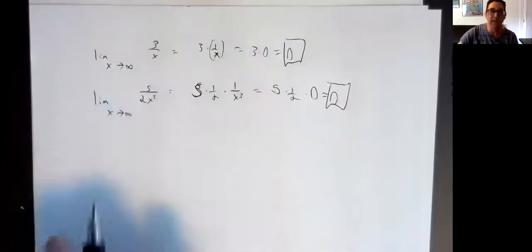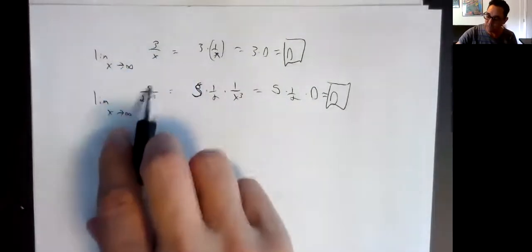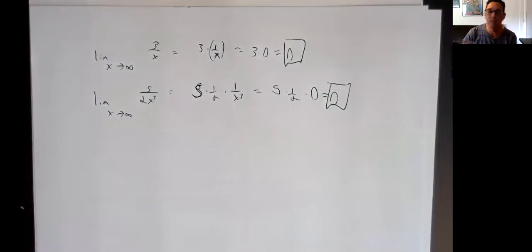So the point is, the shortcut is, it doesn't even matter if there are numbers on top or bottom. If there's an x in the bottom of a fraction, the limit becomes 0. That's it. That part of the limit becomes 0.